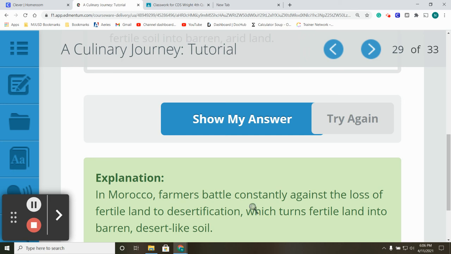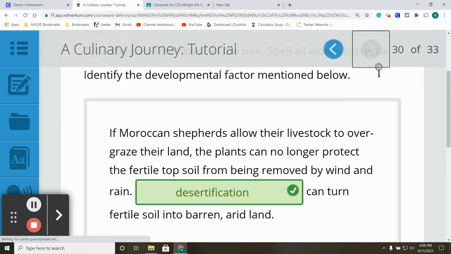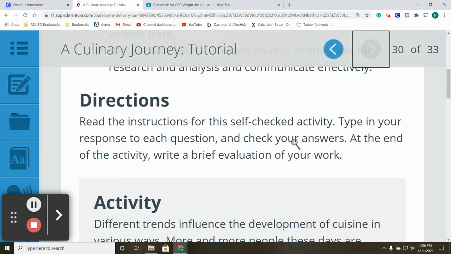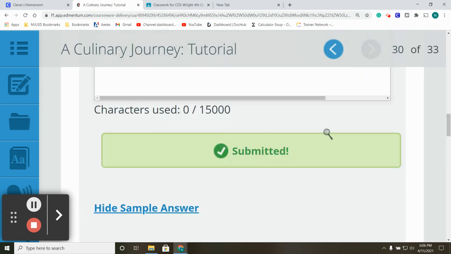In Morocco, farmers battle consistently against the loss of fertile land to desertification, which turns fertile land into barren desert-like soil. Culinary trends, directions. We're going to check out these trends.